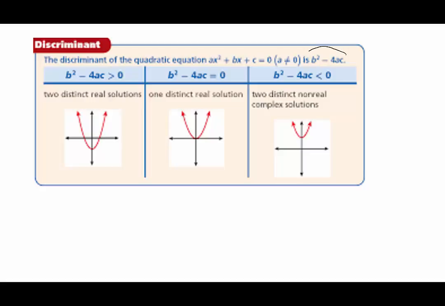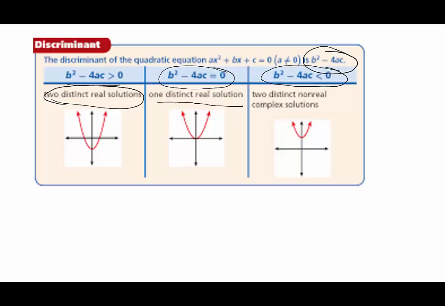The discriminant is that part of the quadratic formula underneath the square root. If the discriminant is a positive number, you're going to get 2 distinct real solutions. If the discriminant equals 0, the whole square root is going to disappear and you're only going to get 1 real solution. If the discriminant is less than 0, a negative number, then you're going to have a negative inside the square root, which is going to give you imaginary numbers, or 2 non-real complex solutions.